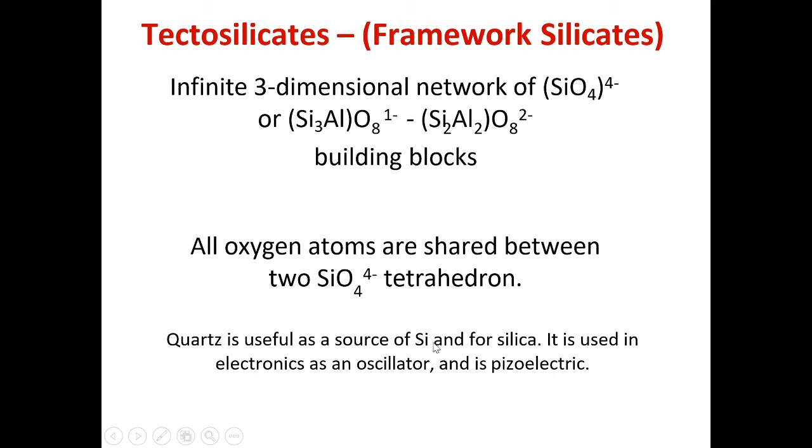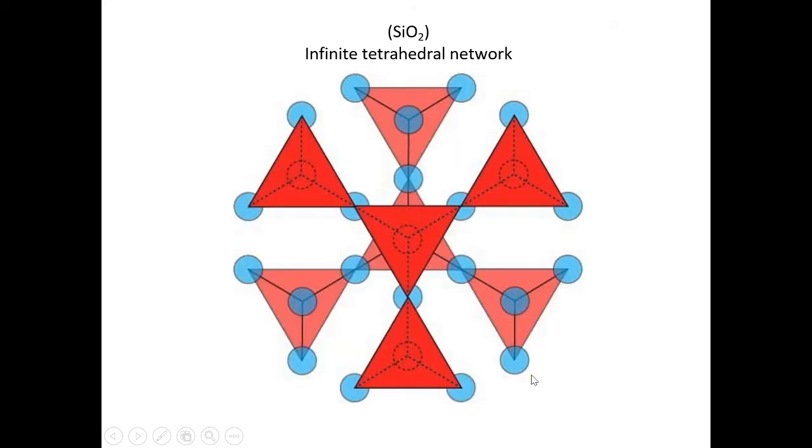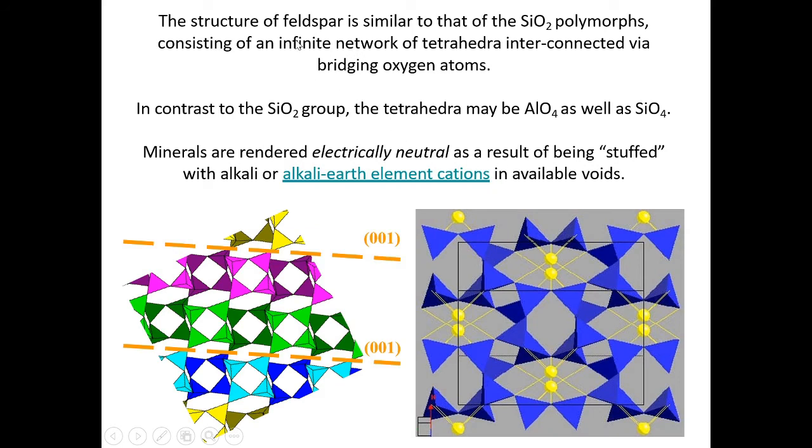Quartz is useful as a source of silicon for silica. It is used in electronics as an oscillator and as piezoelectric material. The arrangement of tetrahedra would be like this only, and all the oxygens are being shared. We can see that this is an upside down tetrahedron, which is sharing its apex oxygen with the one at the base. So all the oxygens are being shared. So the ratio is 1:2.